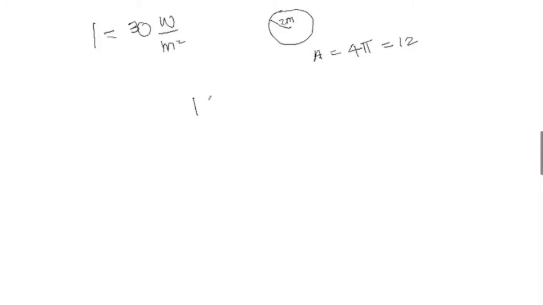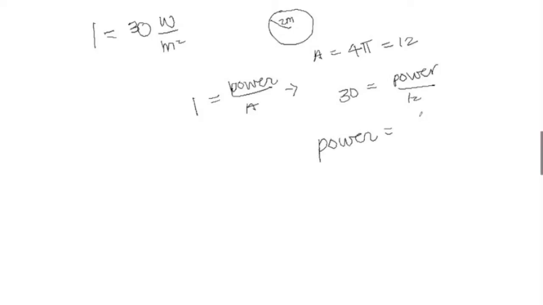And you know, I is power over area. So 30 equals power over 12. So power equals 30 over 12, which is 5 over 2 watts. Okay, you have made an approximation, but that's good. All right, that's a good answer.